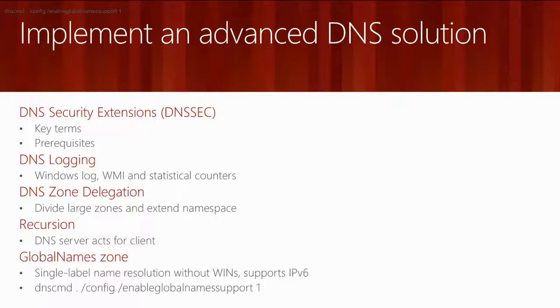WINS is both dynamic and manual. Global names is just static, right? So there's no dynamic. If you actually have to have dynamic registration of single names, global names is not the right choice. It would be WINS. WINS is still officially supported, but deprecated. And then finally, that's the command right there to actually enable global name support.